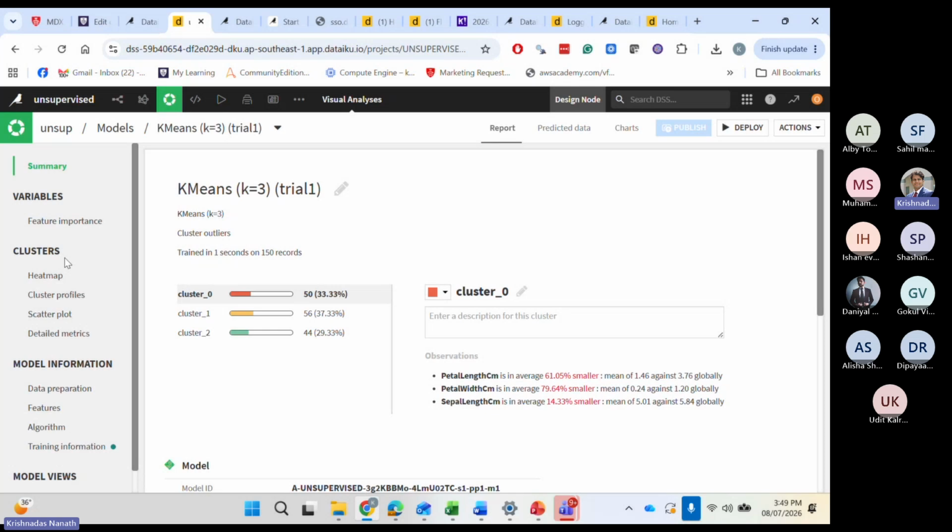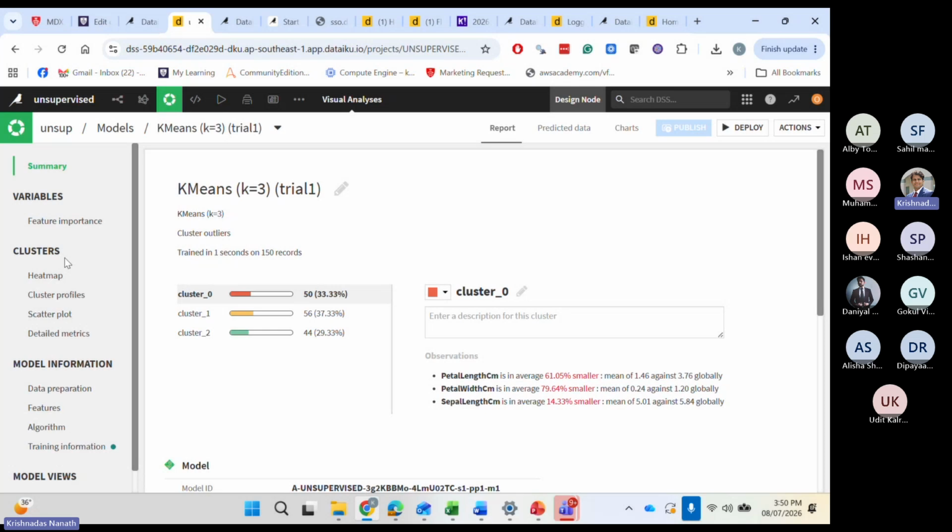Now, have a look here. This is where the tool is so brilliant compared to a coding platform. In a coding platform, it would have done the job and stopped over there. But here, it has started giving you some knowledge also. It says petal length is on average 61% smaller and mean of 1.6 against the global. Petal width in cluster 0 is 79% smaller compared to global and things like that.